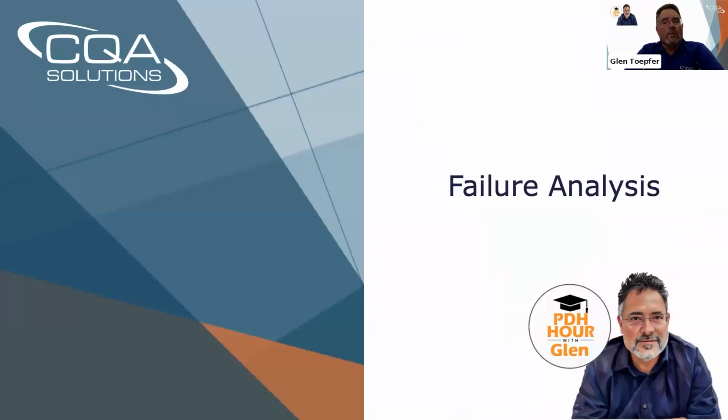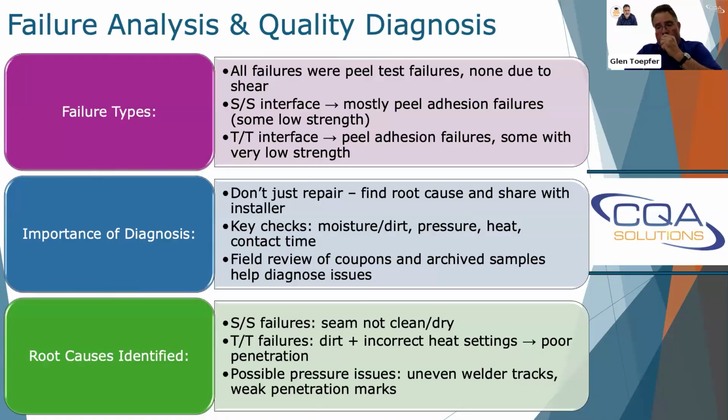What we've seen, the failures in the study: all of the failures were peel test failures. We didn't have any shear failures in this study. You still see shear failures every now and then with fusion, more so with extrusion. But for the smooth interface, mostly they were peel adhesion, but some had low strength. Textured interface, again, peel adhesion, but some had very low strength with a textured.